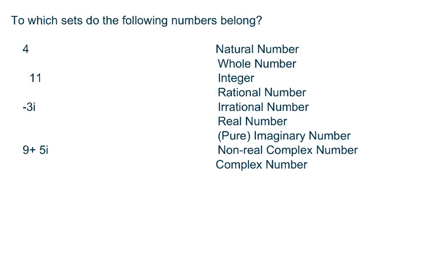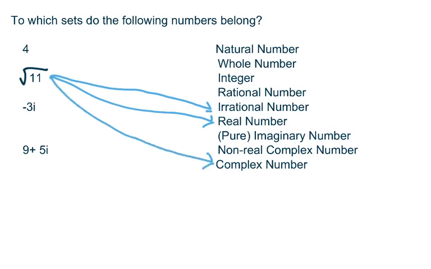I need to remember to put my principal square root over the 11. Now, the principal square root of 11 is not a natural number, and it's not a whole number, and it's not an integer, and it's not a rational number. It is, however, an irrational number, and because the real numbers consist of both the irrational and the rational numbers, the principal square root of 11 is also a real number. Now, it's not an imaginary number, and it's not a non-real complex number, but because the set of complex numbers swallows up everything, it's a complex number. So I hope you kind of see how you can categorize these things. Let's look at 2 more examples.